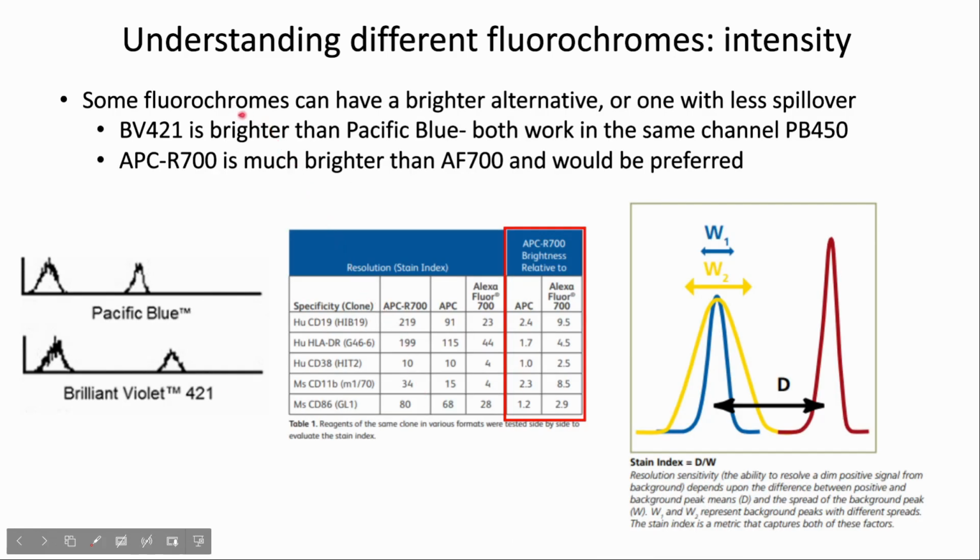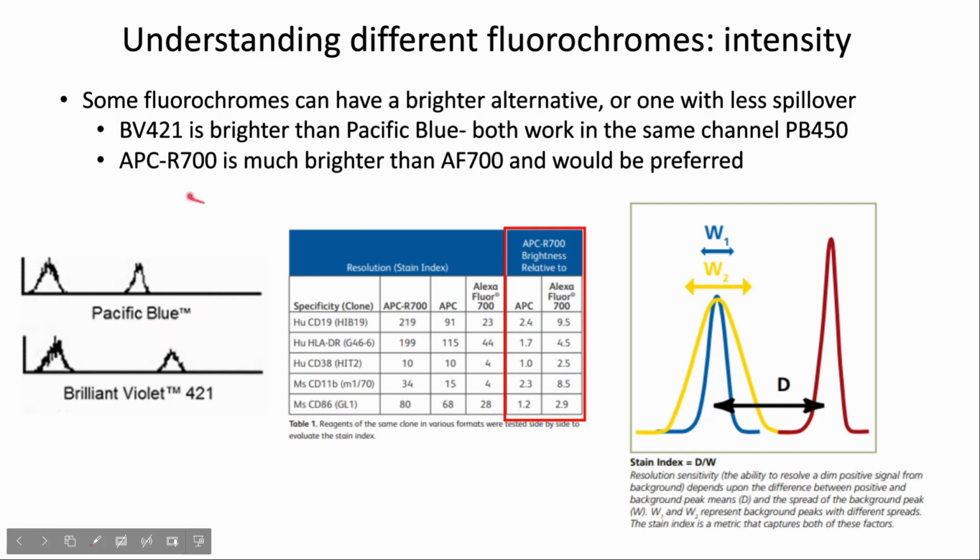Some fluorochromes can have a brighter alternative or one with less spillover. These are manufacturer-specific fluorochromes. One example is Brilliant Violet 421 and Pacific Blue. They both operate within the same channel on our Cytoflex instruments, PB450. However, Brilliant Violet 421 is brighter than Pacific Blue and would be preferred.